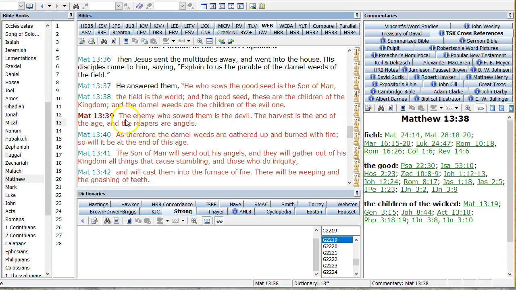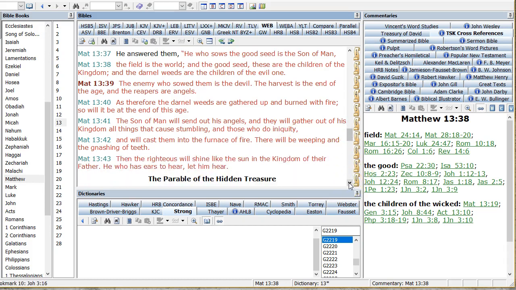'The harvest is the end of the age, and the reapers are the angels. As therefore the darnel weeds are gathered up and burned with fire, so will it be at the end of this age. The Son of Man will send out his angels, and they will gather out of his kingdom all the things that cause stumbling and those who do iniquity. And I will cast them into the furnace of fire. There will be weeping and gnashing of teeth. Then the righteous will shine like the sun in the kingdom of their Father. He who has ears to hear, let him hear."